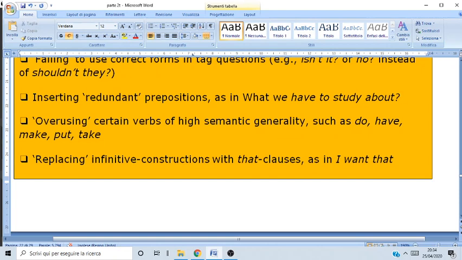Probably they're not known. People who are using English as a lingua franca do not know how exactly to use the prepositions. And the same thing happens with some verbs that are used a lot, like do, have, make, put, and take. Okay. There are collocations that people who do not speak English as a native language might not know, and so they tend to use them incorrectly from an inner circle English point of view.